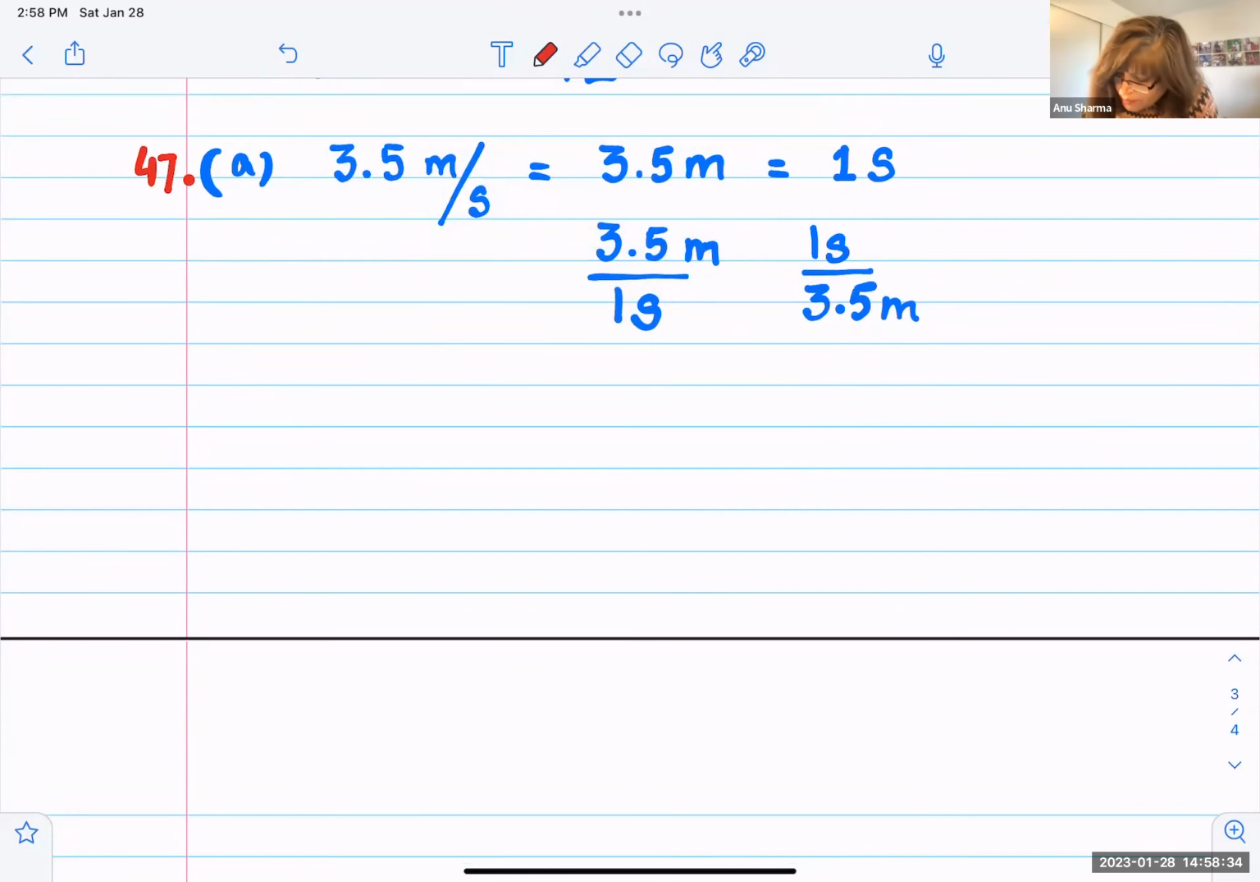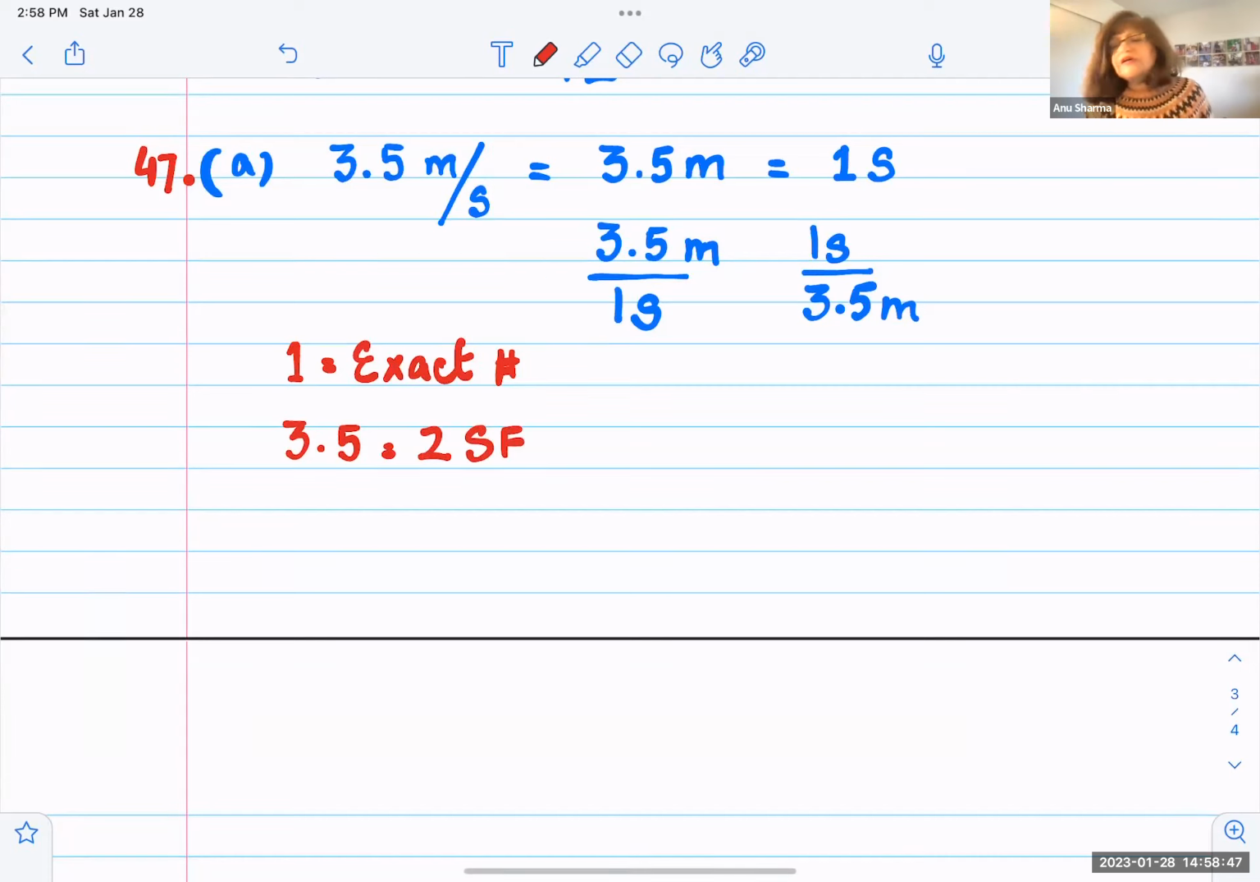Now, the next question was, tell whether the numbers are exact. The number 1 is an exact number, but 3.5 is not an exact number. 3.5 has 2 significant figures. All right, so this is how you are going to do the rest of the problems in this question.